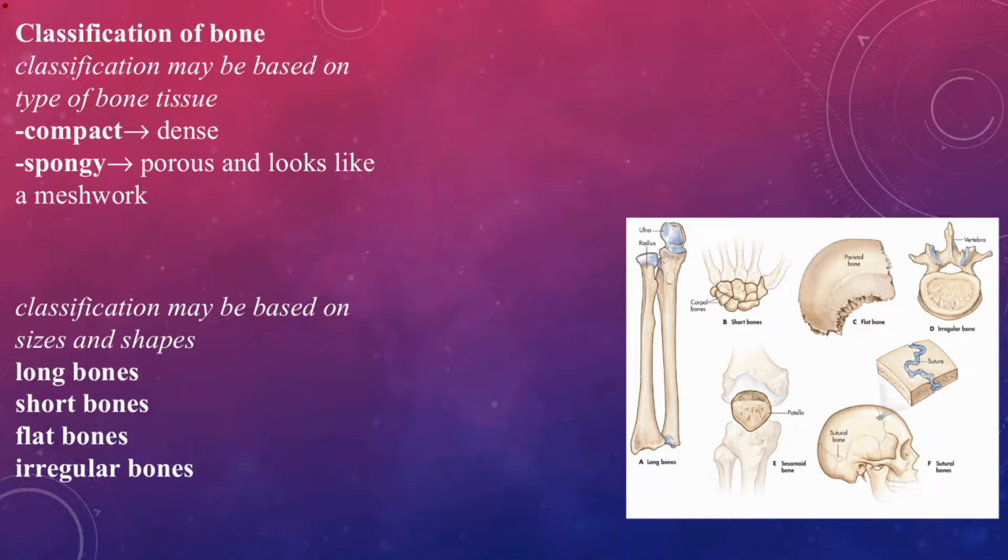And then we classify bone based on shape and size. We have long bones, short bones, flat bones, and irregular bones. Let's blow up this picture and look at that. Long bones are longer than they are wide. Short bones are more cube shaped. Flat bones have two thin layers of compact bone with spongy bone sandwiched in between. And irregular bones are oddly shaped and don't fit into any other category. Now I'm going to repeat that, and I'm going to put it on here because I want you to write that down.